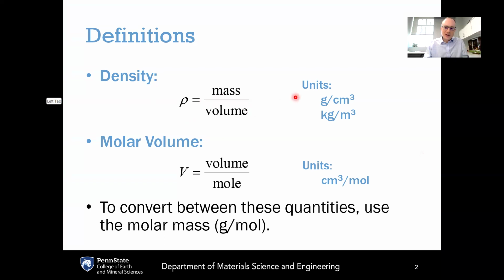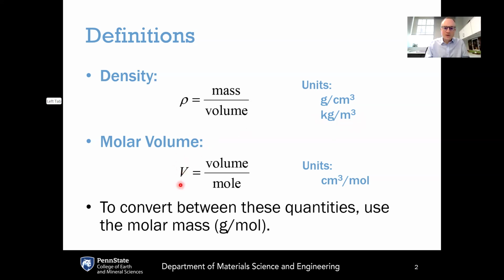You will usually see this in units of grams per cubic centimeter because that is the most convenient unit for expressing density. But if you want to express it in SI units, then the appropriate units would be kilograms per meter cubed. Now, another related property is the molar volume.